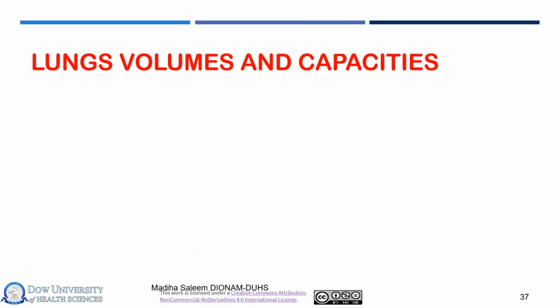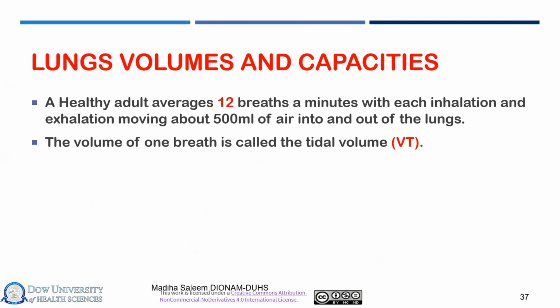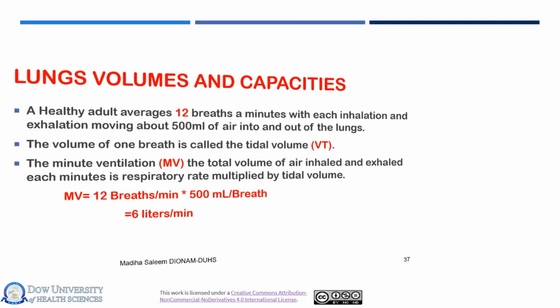So now we have lung volume and capacity. A healthy adult averages 12 breaths per minute, with each inhalation and exhalation moving about 500 ml of air into and out of the lungs. The volume of one breath is called the tidal volume. The minute ventilation, the total volume of air inhaled and exhaled each minute, is the respiratory rate multiplied by the tidal volume. The minute volume is equal to 12 breaths per minute multiplied by 500 ml per breath, which is 6 liters per minute.